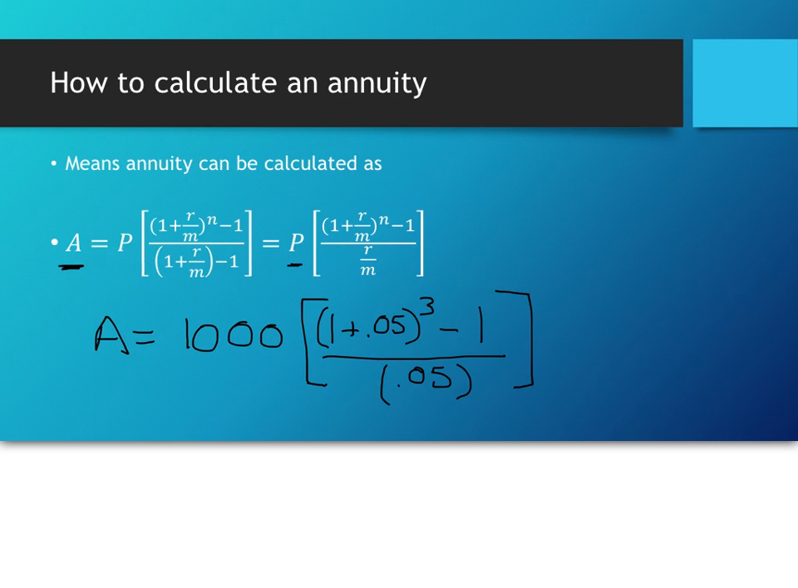Now after you've done that, basically what you're saying is you've calculated this entire thing inside the bracket. So now move outside and multiply times 1,000. And once you do that, you get $3,152.50. Exactly what we got before. Okay, so this does match up.